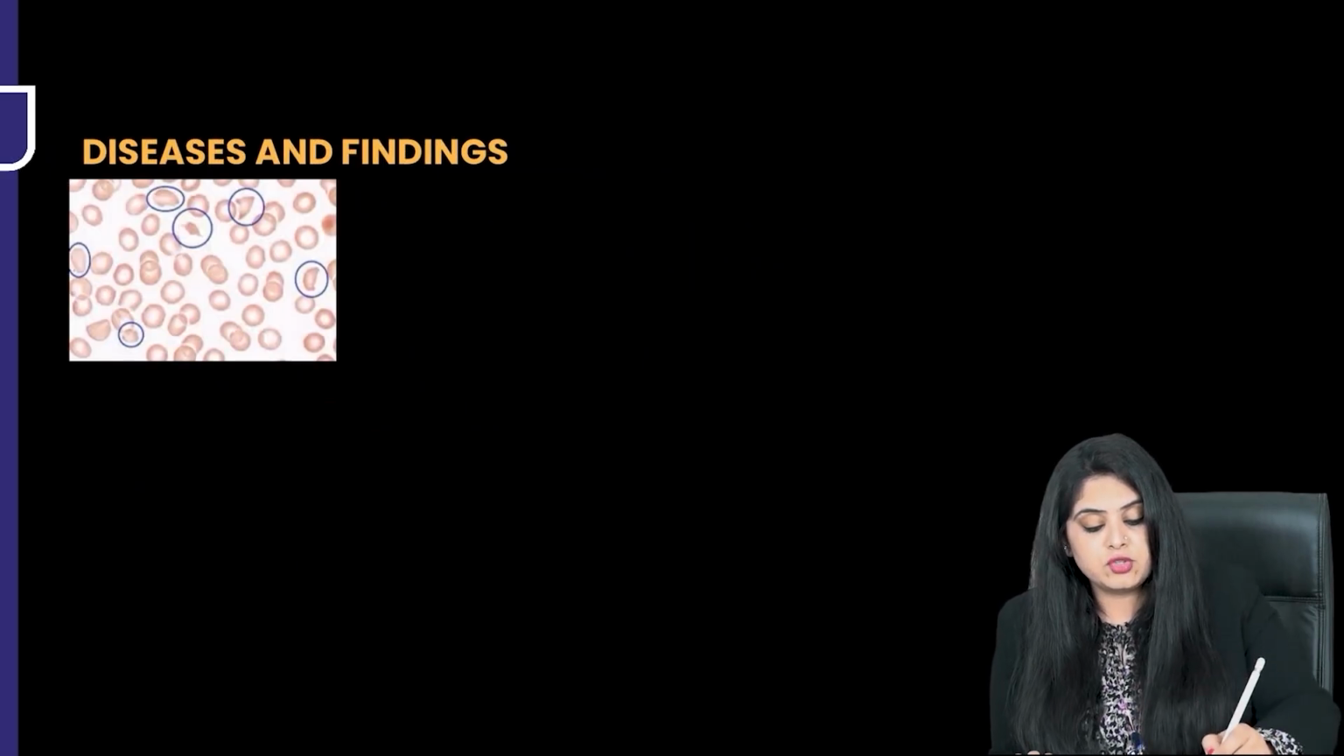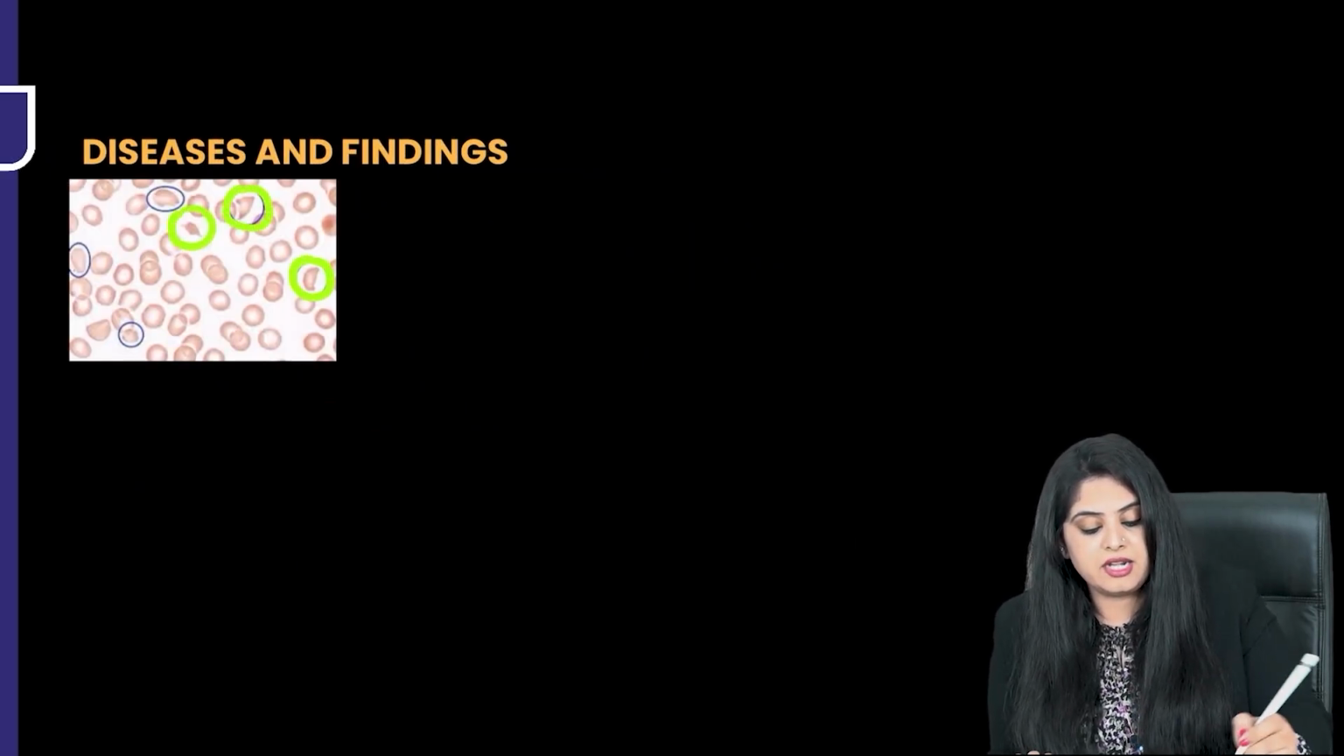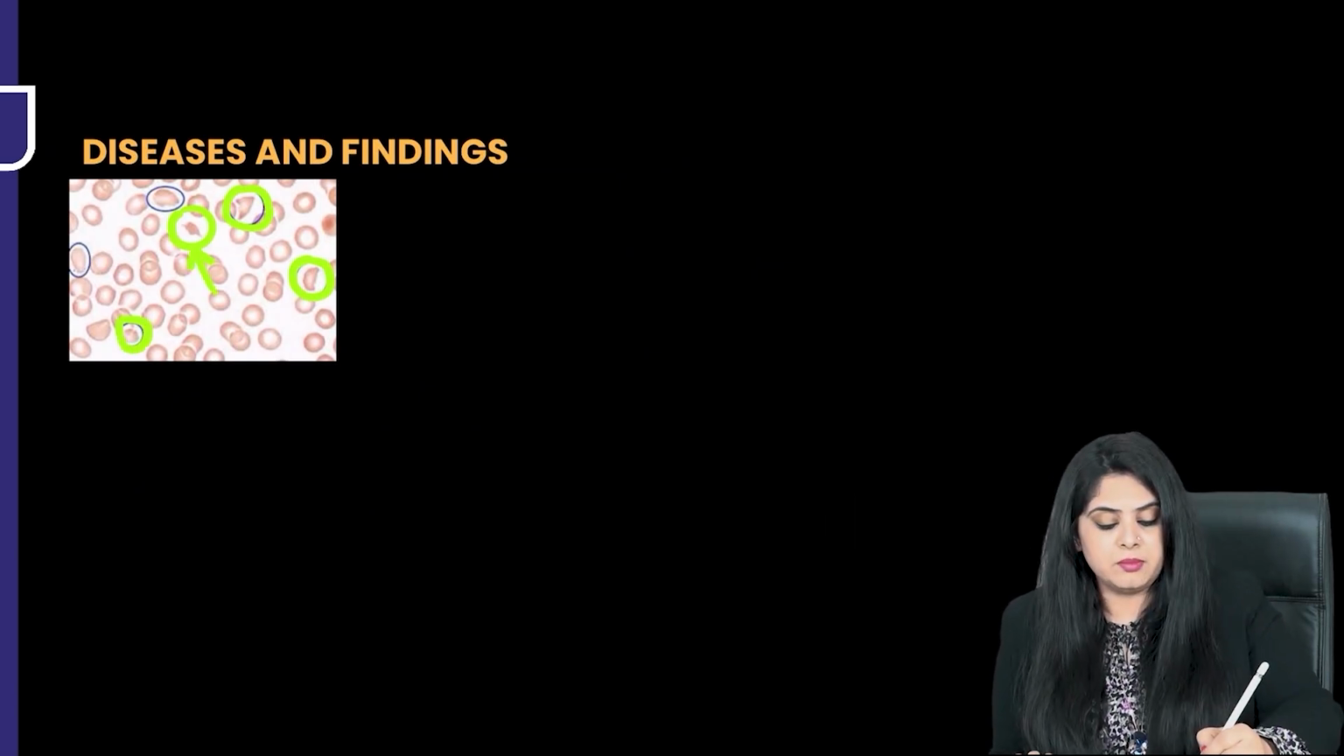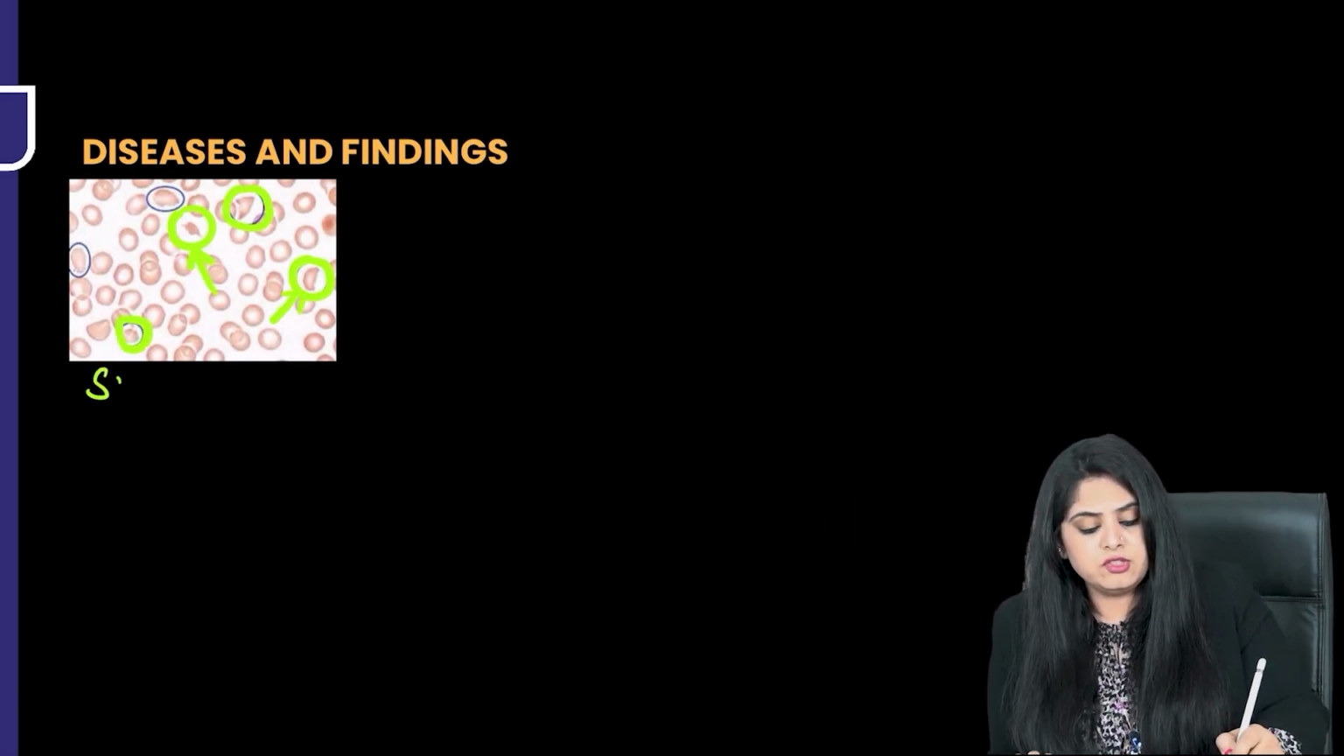So this is how the picture of a schistocyte looks. Look at all the RBCs. They're all broken into random shapes. You can call them random, porcupine shape, helmet shape. So many of these shapes are possible.